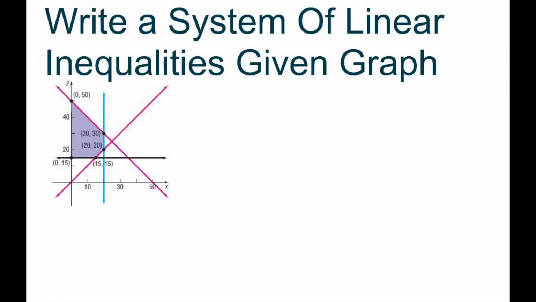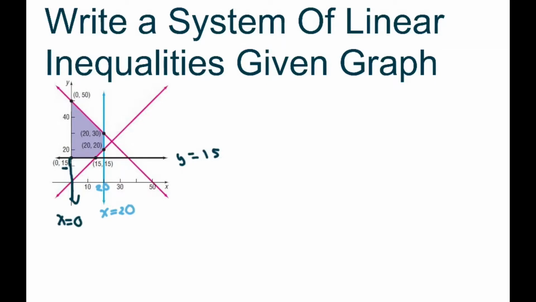Hi everyone, we're going to write a system of linear equations based on this graph. Before we get started, I want to label some of these verticals and horizontals. This black line here is y equals 15. This line right here is x equals 0. This blue line is x equals 20. That's a 20 there.